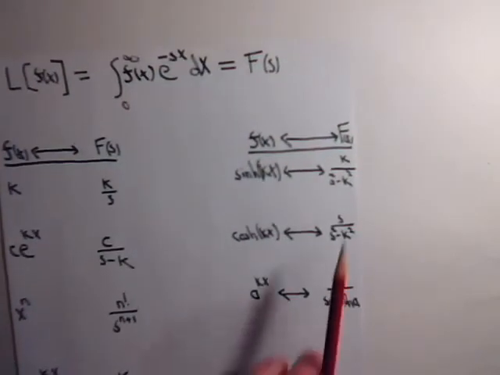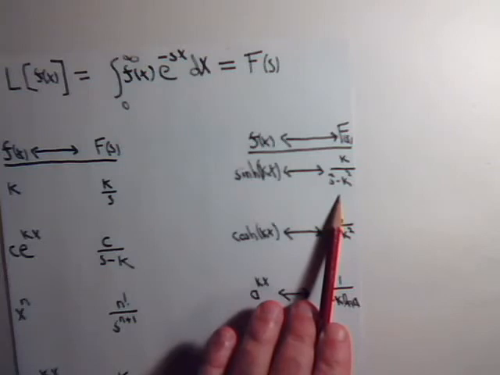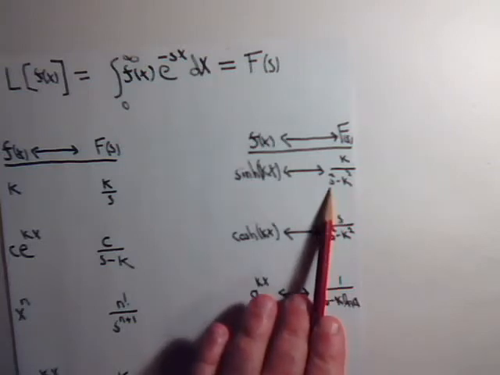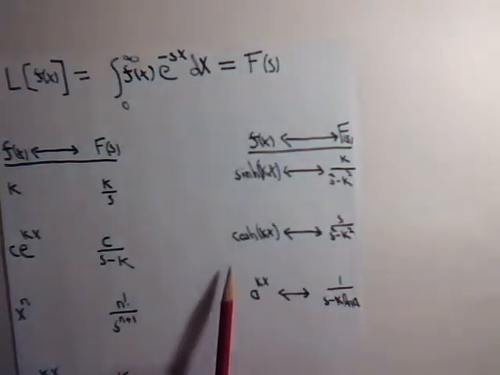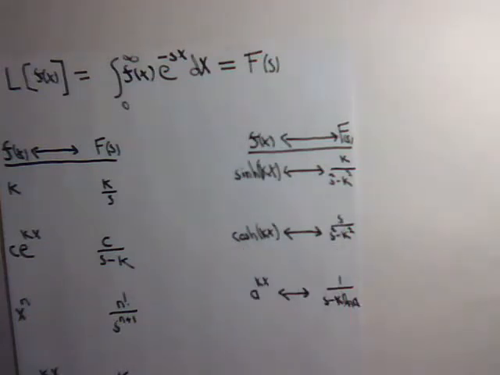it is k divided by s squared minus k squared, and for the sine, of course, it's k over s squared plus k squared. And the hyperbolic cosine is s over s squared minus k squared, where for its cosine counterpart, that would be s over s squared plus k squared.